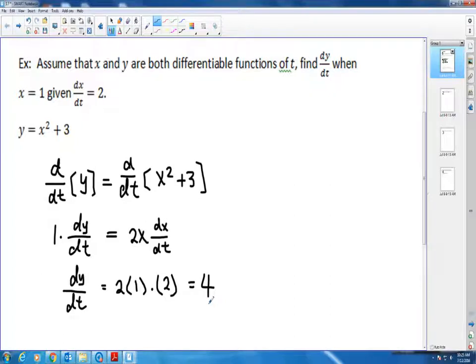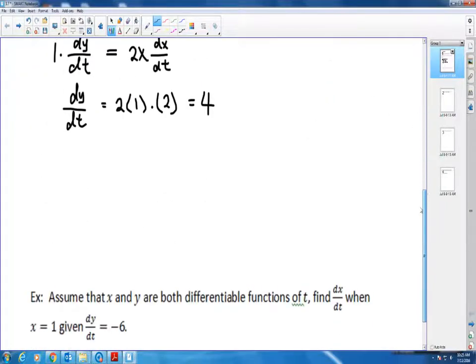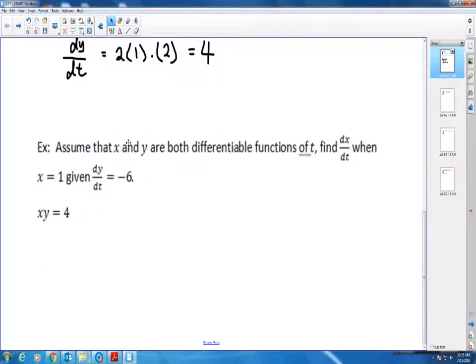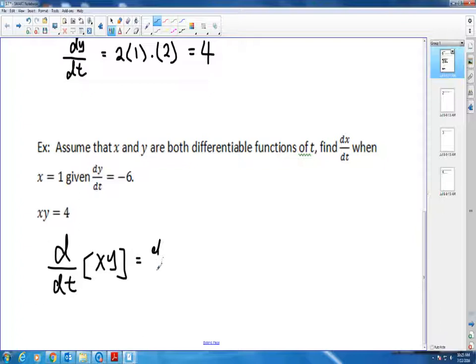Alright, let's do it slightly different. This one was finding dy/dt. Let's find one where it says find dx/dt. Same thing. Given x equal to 1 and dy/dt is negative 6. Let's take a derivative with respect to time of xy, equal to the derivative with respect to time of 4.